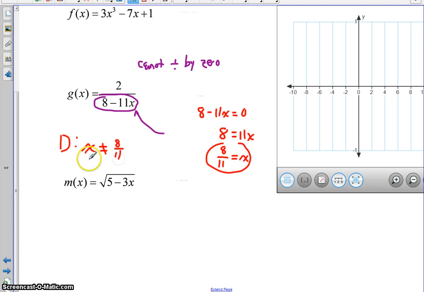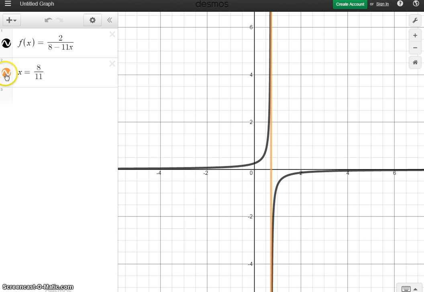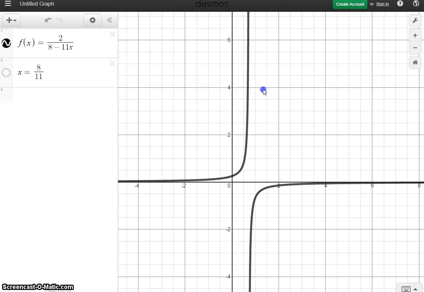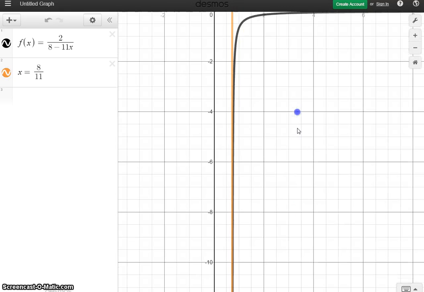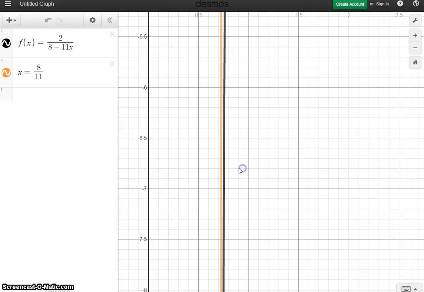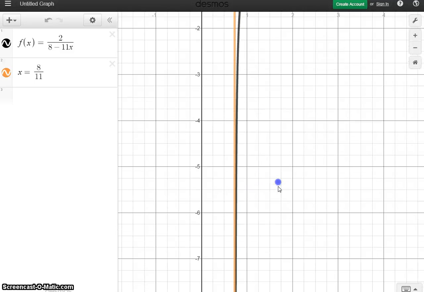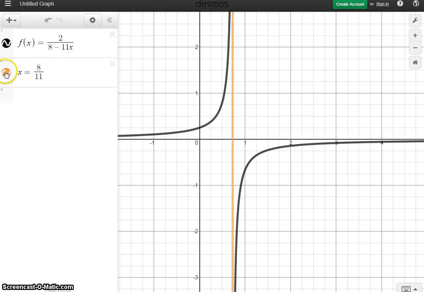I'll confirm that by looking at the graph on Desmos. Okay, and you can see here, when I put that graph into Desmos, it looks like there's a certain x value that the graph cannot touch. And just to confirm it, I put in the asymptote x equals 8 over 11, and you'll see that, again, the graph can never actually touch 8 over 11, just get really, really close to it. So that gives me my domain.